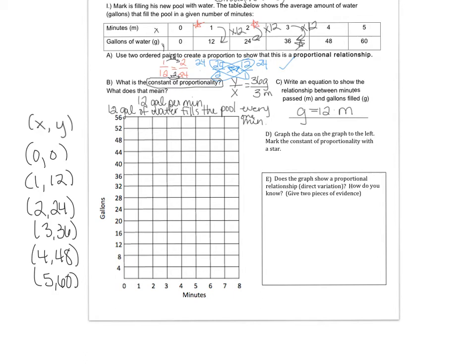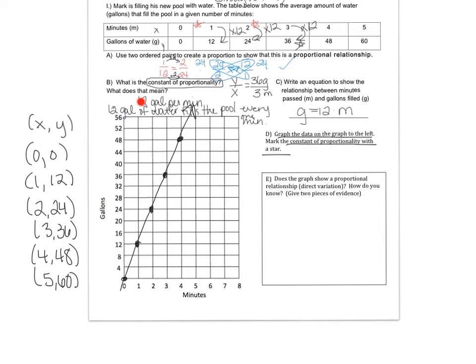Graph is already labeled for us. Let's get to plotting. So 0, 0 is here, 1, 12, 2, 24, 3, 36, 4, 48, and then 5, 60 isn't on the graph, so we don't have to graph it. But if you'll notice, all of these points form a straight line and they go through the origin. We're going to go ahead on part D and graph the data. And we're going to mark the constant of proportionality with a star.